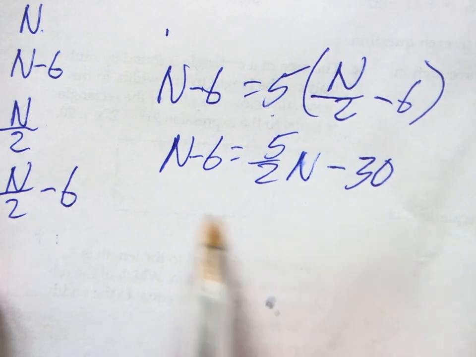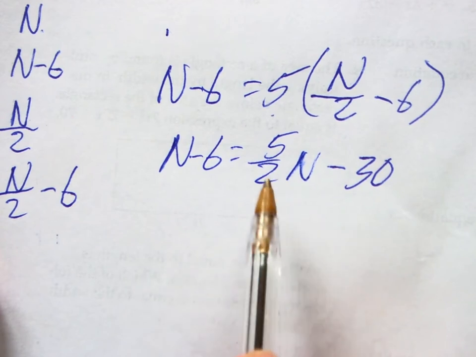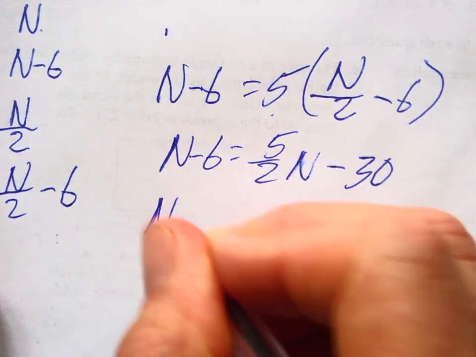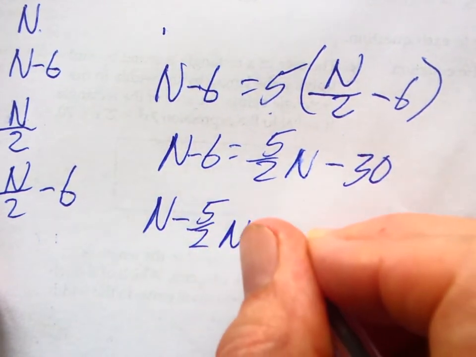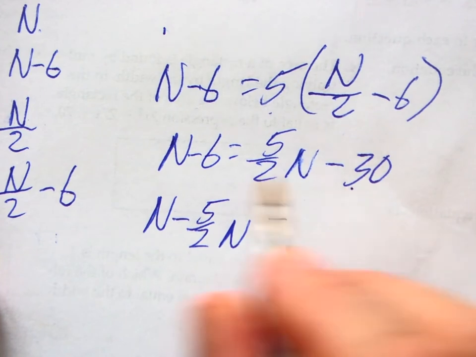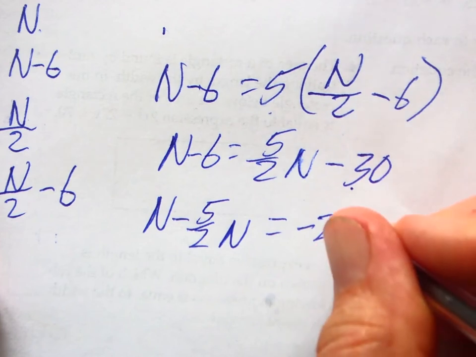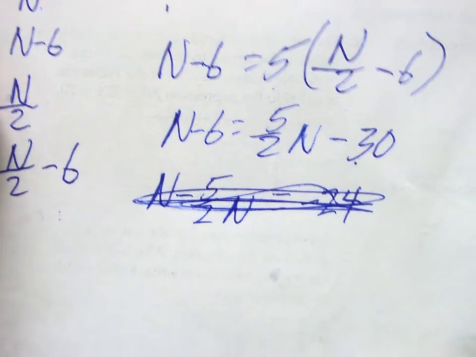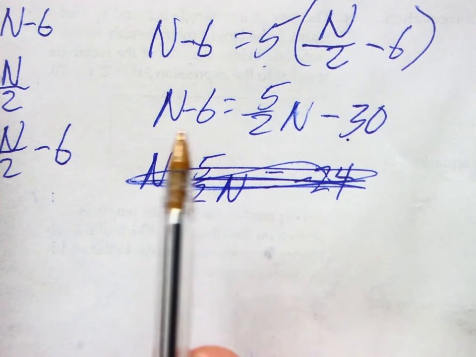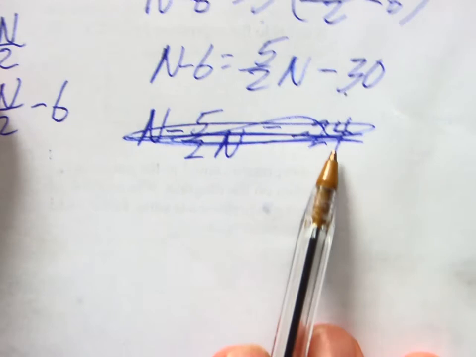Now we want the n's on this side and the numbers on this side. So I'm going to add 6 to both sides, and I'm going to subtract 5/2 n. So now we have n minus 5/2 n is equal to minus 30 plus 6, minus 24. What we should have done is moved the n's this way and the 30s this way. Okay, let's do that instead. Go back. We're going to add 30 to both sides, and we're going to subtract 1 n from both sides because 5/2 n is actually bigger than 1 n. Then we'll end up with positive numbers.